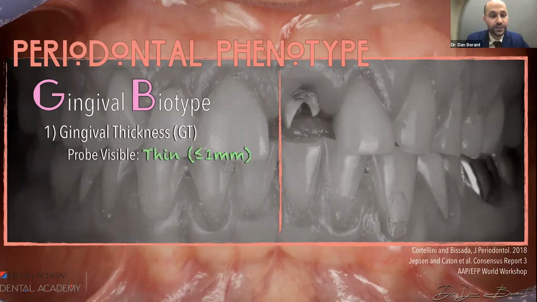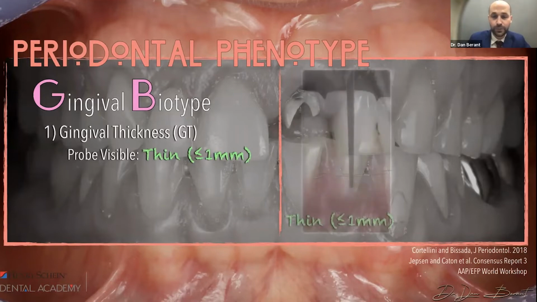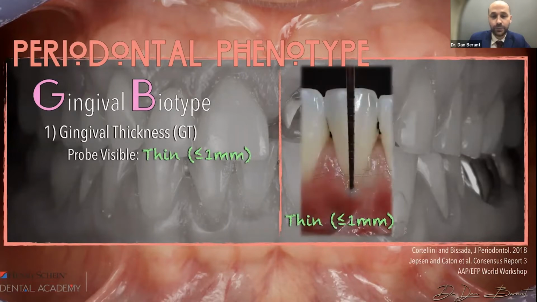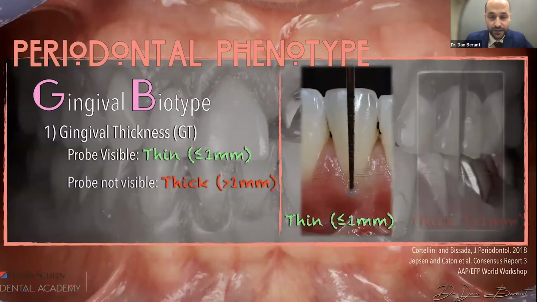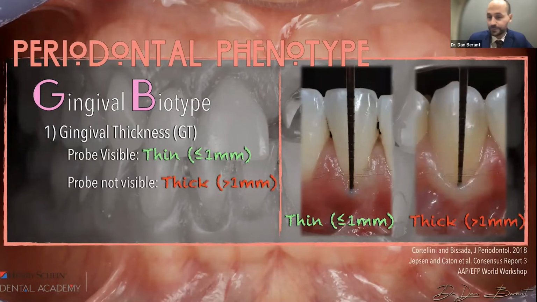Furthermore, gingival biotype includes gingival thickness. And a quick way to see whether it's thin or thick is utilizing a probe. So here you can see a probe being placed inside the sulcus. And if you can see the show through, then it would be classified as a thin gingival thickness. If you can't see the probe, like in this example here, it would be considered thick.